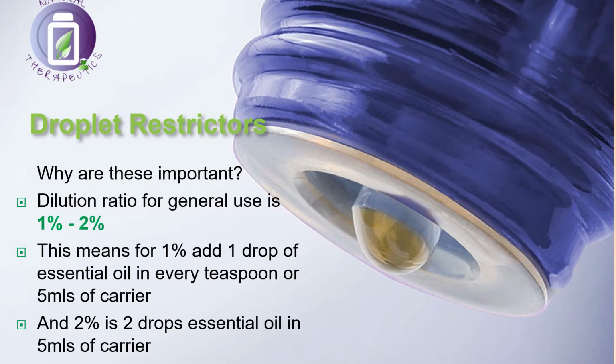1% is 1 drop of essential oil in every teaspoon or 5 ml of carrier oil, and 2% is 2 drops of essential oil in 5 ml of carrier. It's always easy to use the 5 times table to work out the number of drops for the amount of base product that you have that you can measure out.